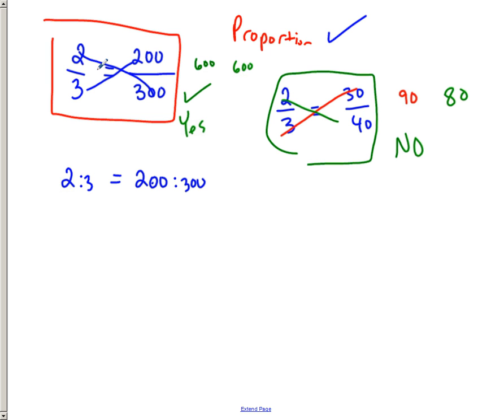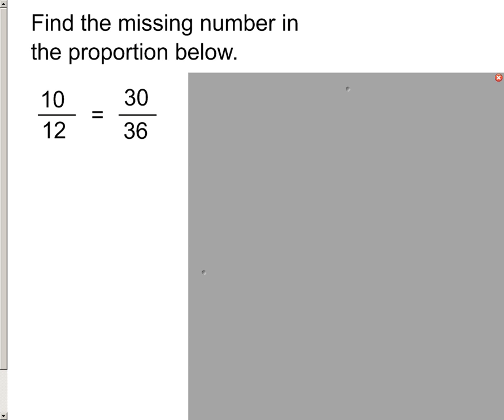That's the basics. That's the very baby steps of a proportion. Now let's take a look at finding a missing number in what we know is a proportion. Before we jump into that, let's take a look at two ratios and prove that they are proportionate. 10 times 3 is 30, and 12 times 3 is 36, so that's one way to prove it. Another way is 12 times 30.